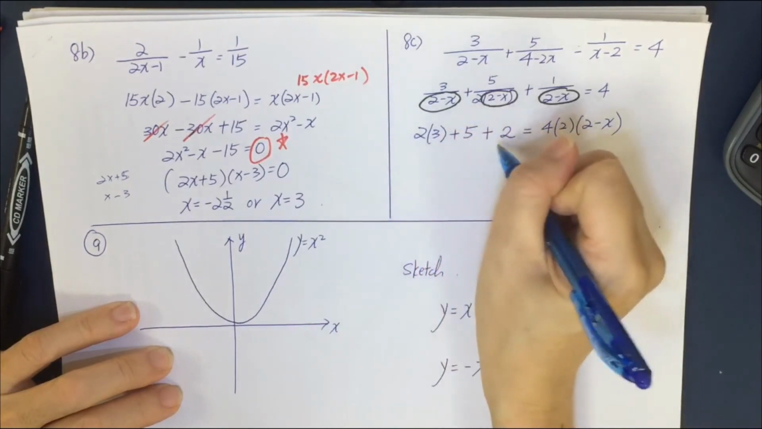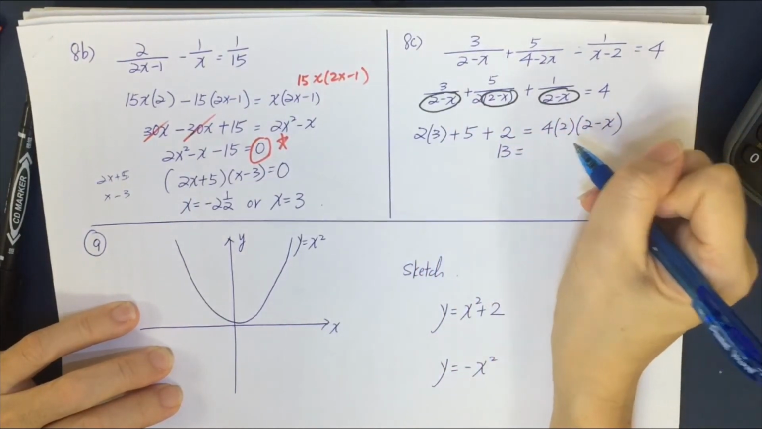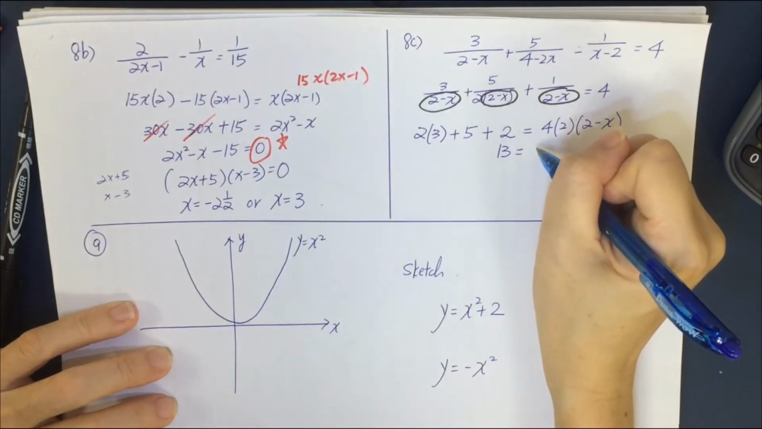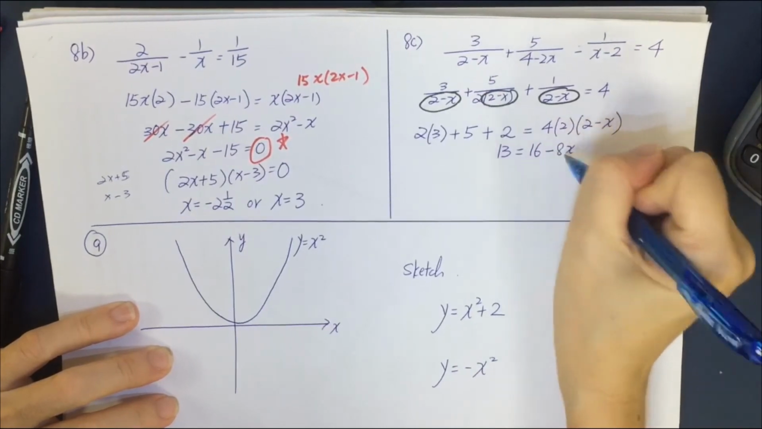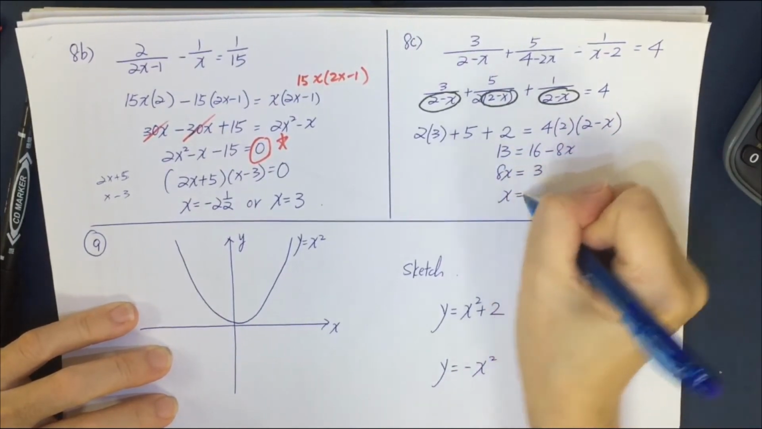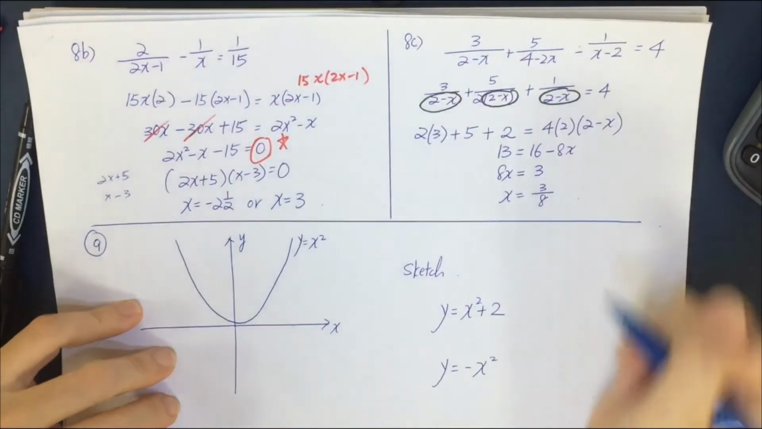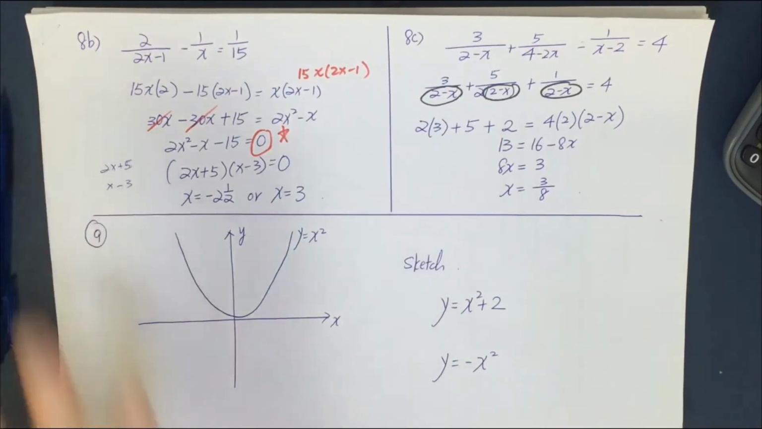Okay, so this is 6 plus 7, so it's 13. And this is 8 times 2. 8 times 2 is 16 minus 8x. So I'm getting 8x equals 3. So x will be 3 over 8. Okay, x equals 3 over 8. Okay, last question. It's a graph question.